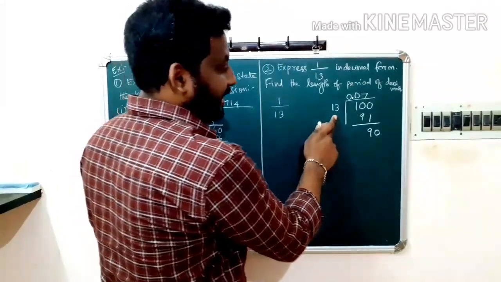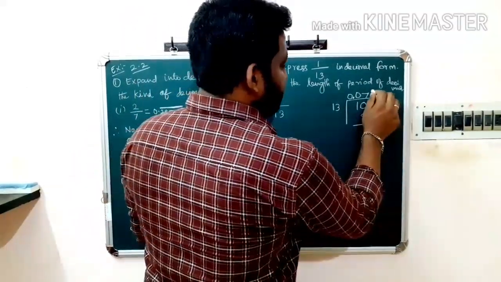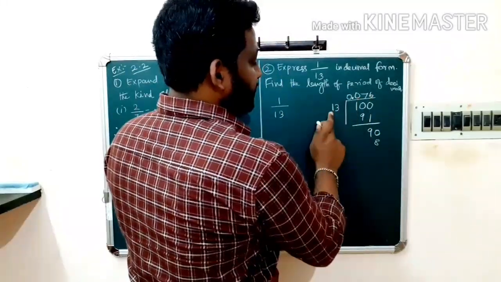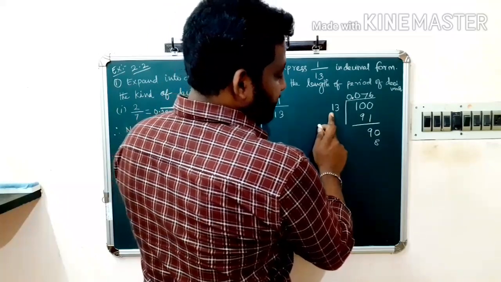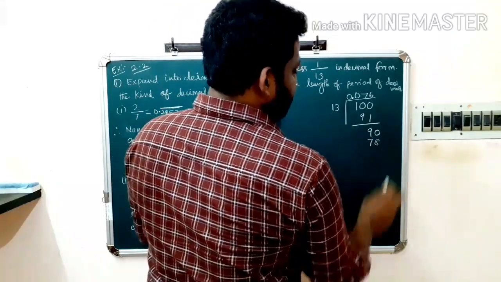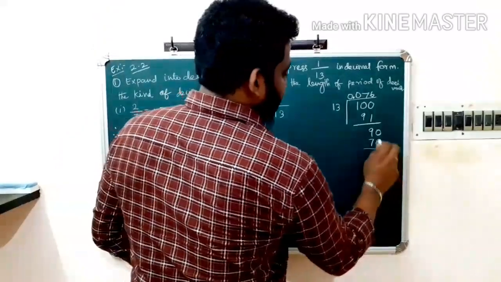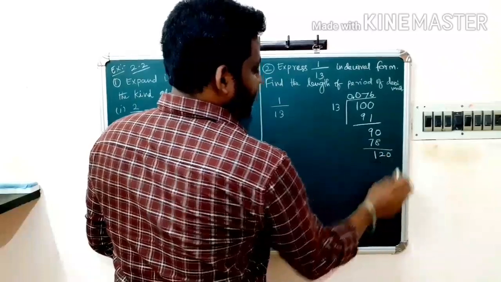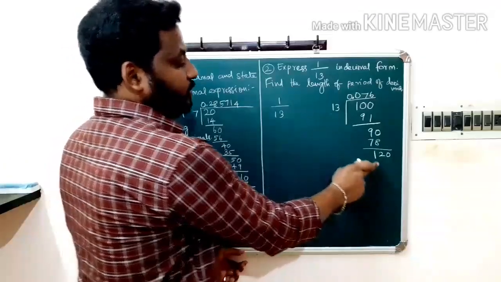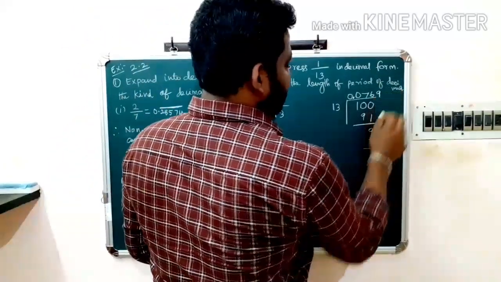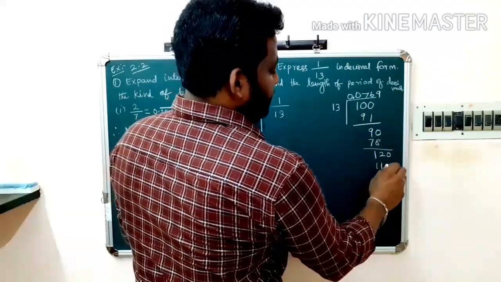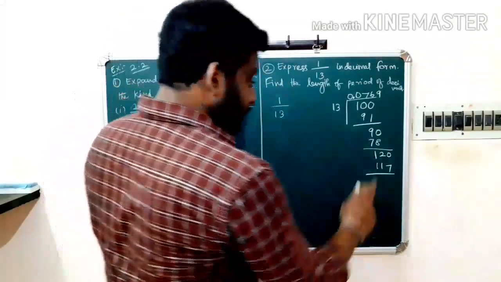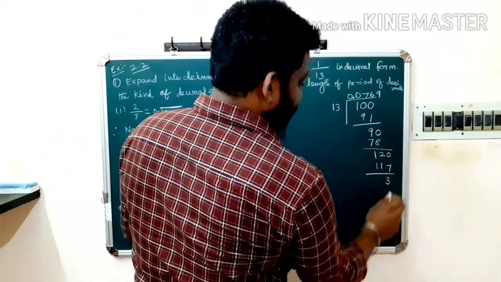How many 13s are in 90? 6 13s are, 6 times 3 is 18, 6 times 1 is 6, 6 plus 1, 7, so 78. And the remainder is 12. Again we add 0, 120. How many 13s are in 120 or below 120? 9 13s are 117, and then the remainder is 3.